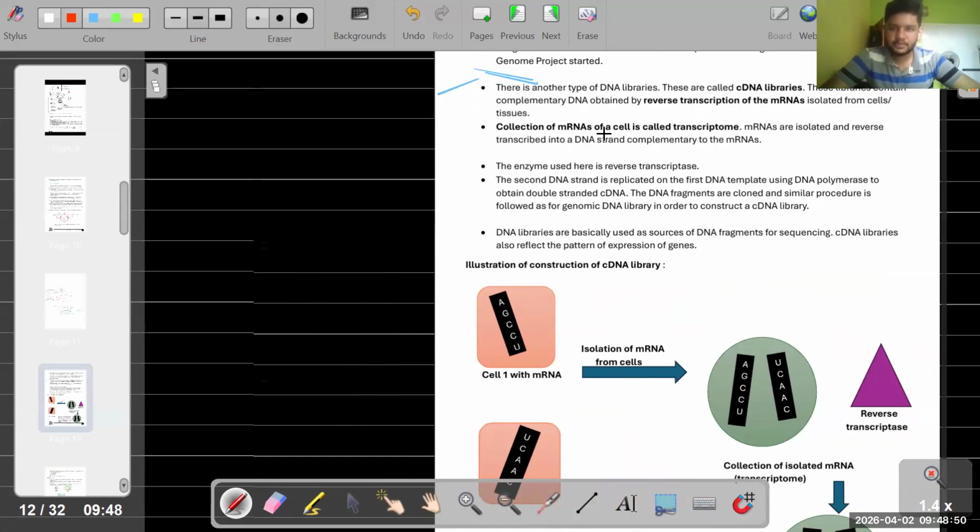Collection of mRNAs of a cell is called transcriptome. mRNA is isolated and reverse transcribed into a DNA strand complementary to mRNA. The enzyme used is reverse transcriptase. The second DNA strand is replicated on the first DNA using DNA polymerase to obtain the complement of this DNA strand. The DNA fragments are cloned and similar procedures are followed as for genomic DNA library to construct a cDNA library.